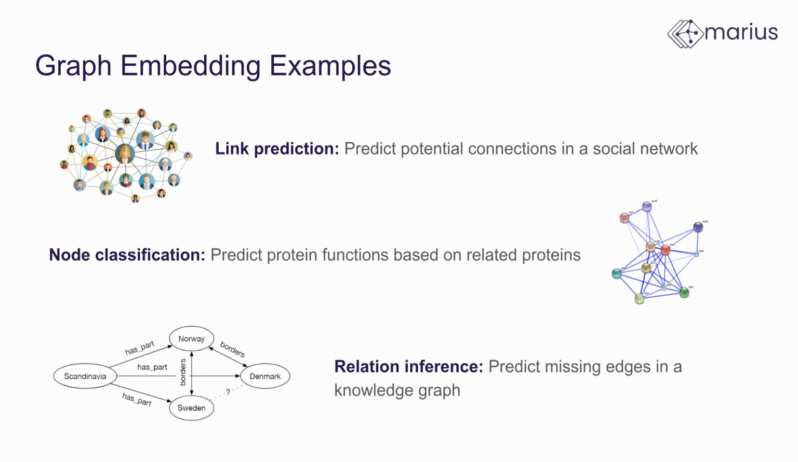We can create embeddings for knowledge graphs, such as the WordNet 18 dataset. The nodes of this graph are English words and the edges are relations between these words. Here we see a subgraph of WordNet 18, containing neighboring nodes of Scandinavia. Using our embeddings, we can predict gaps in our knowledge base, such as the edge connecting Sweden and Denmark.